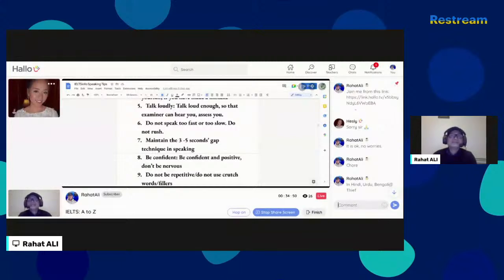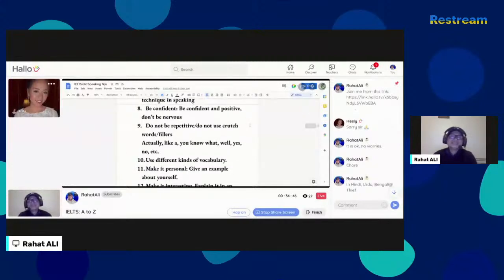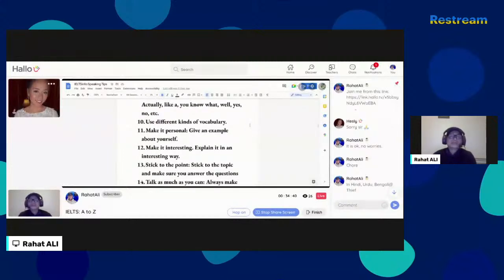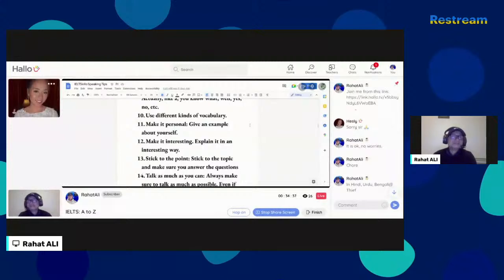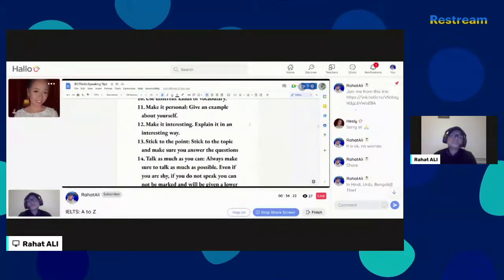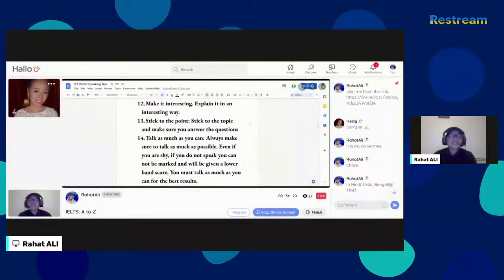And the next point is, once again, do not be repetitive or use scratch words or fillers. Use different kinds of vocabulary. That's very important to get good marks. Make it personal. It means when you're giving an example, give a personal example. Make it interesting. Explain in an interesting way so that your listeners can engage listening to you. Stick to the point. Describe only what you have been asked.